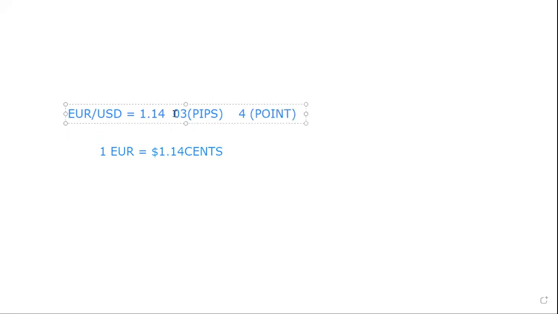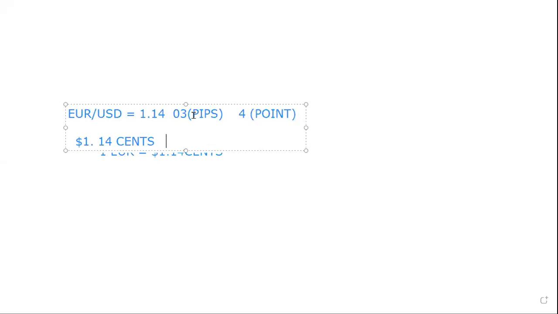So if you see any price on the screen, except JPY pairs, it is a currency pair. The first two digits after the decimal are the coin value, while the third and the fourth are the pips. The fifth makes it a point. So if you want to call this price, what will we call it? $1.14, three pips, and 4 points.